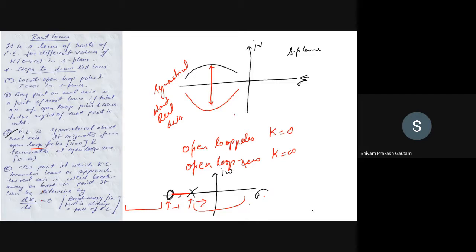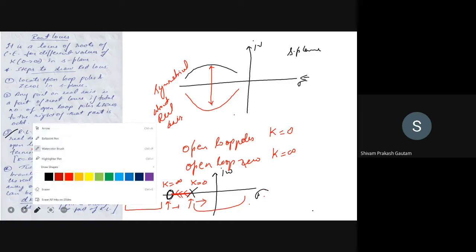And from step number 3, we have seen that at an open loop pole the value of k is 0, and at an open loop zero the value of k is infinite. So it originates from open loop poles. That means the arrow will go from poles to zeros. So this is regarding step number 3.